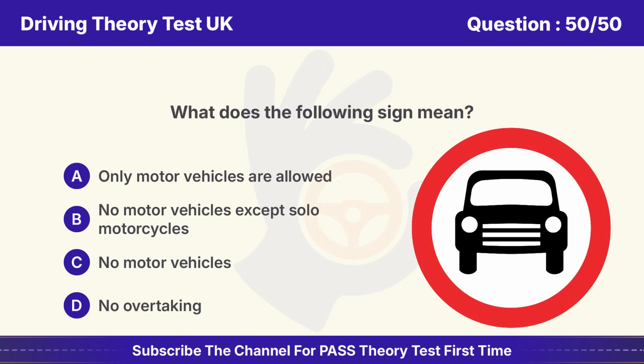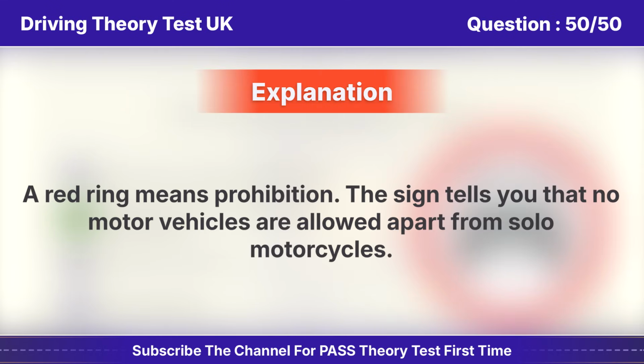Question 50. What does the following sign mean? Answer is B. No motor vehicles except solo motorcycles. A red ring means prohibition. The sign tells you that no motor vehicles are allowed apart from solo motorcycles.